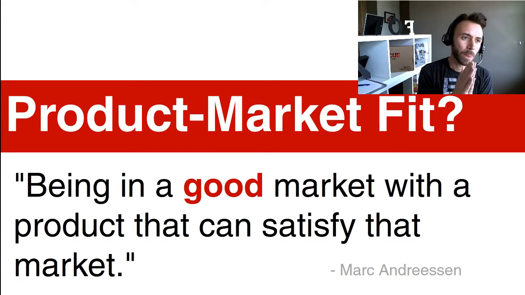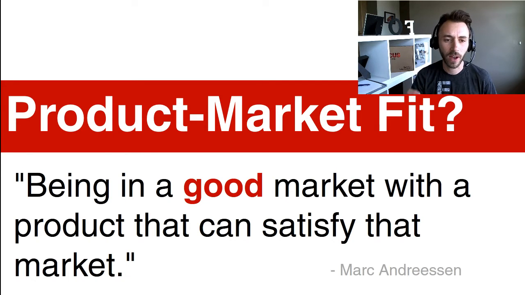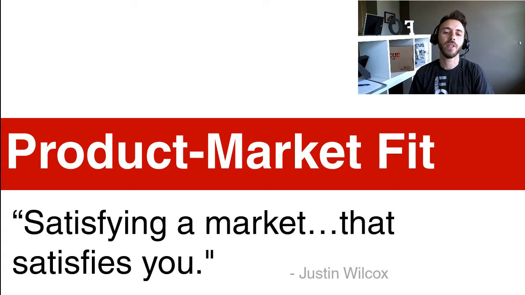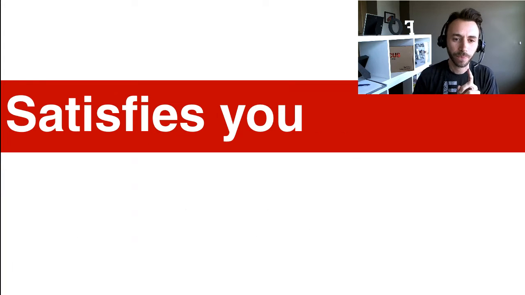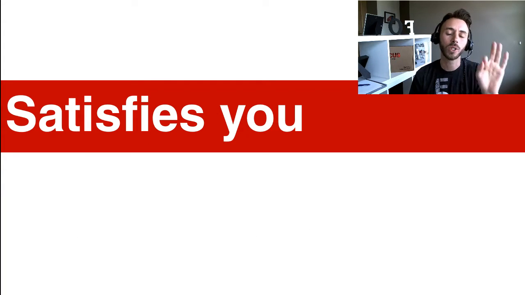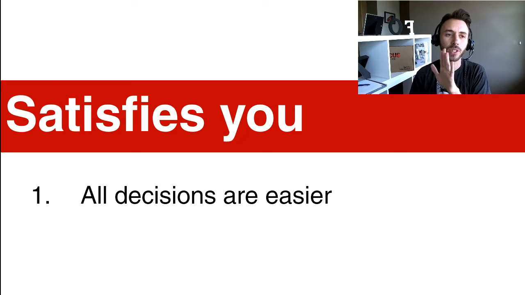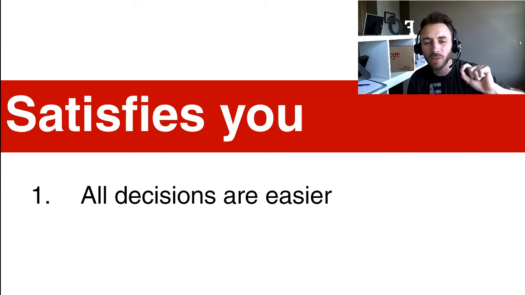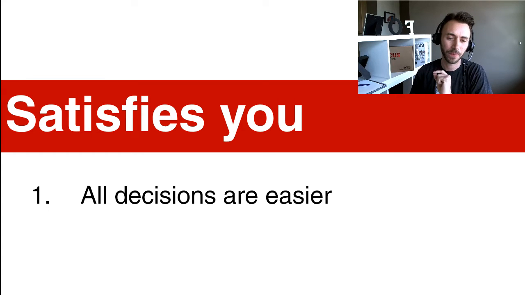So, we've talked about what product market fit is. We know that Andreessen defined it as being in a good market with a product that can satisfy that market. Then we simplified that term and made it more actionable and said product market fit is satisfying a market that satisfies you. Now that you've determined what's ultimately going to satisfy you, your decisions are going to be easier to make. That metric that you defined is going to help drive all of your decisions going forward. It's going to help define all of your success metrics for experiments going forward.